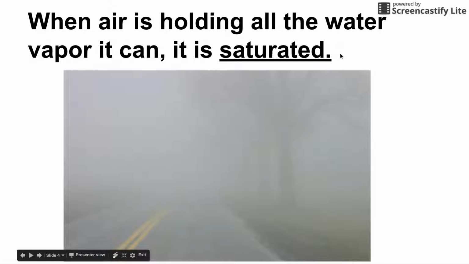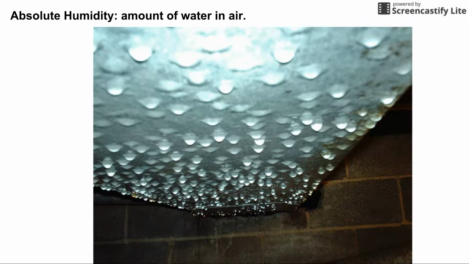When air is holding all of the water vapor that it can, it is said to be saturated. So that's what fog is. That's when air is full of water. It is holding all the water that it can. It's kind of like a sponge. When a sponge is full of water, you would say it was saturated. Air can also be saturated, as you can see. It's also what a cloud is. That's saturated air.